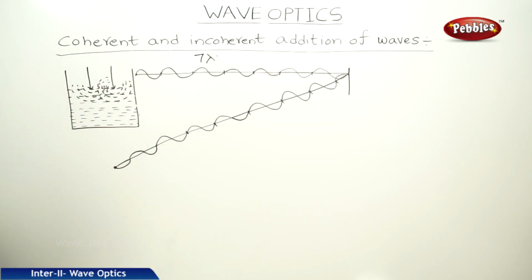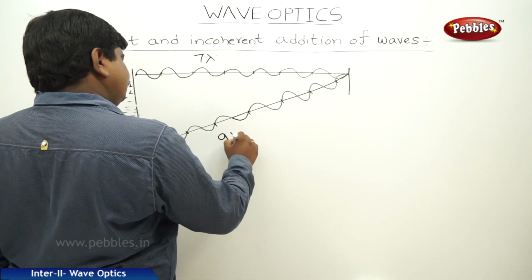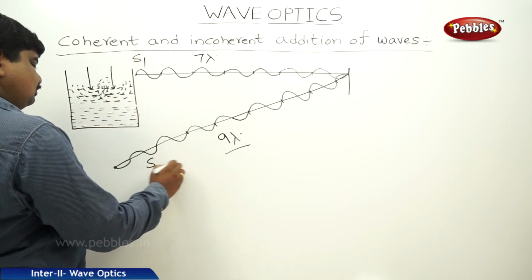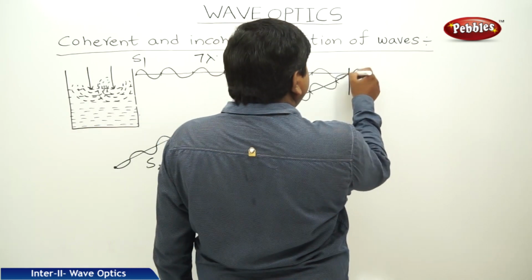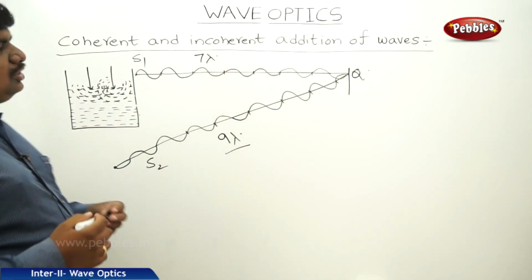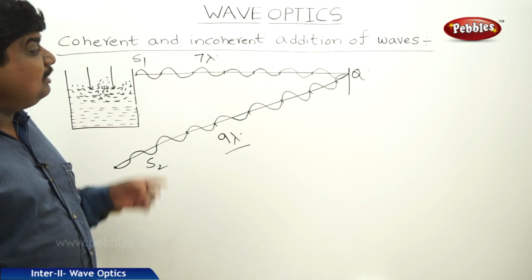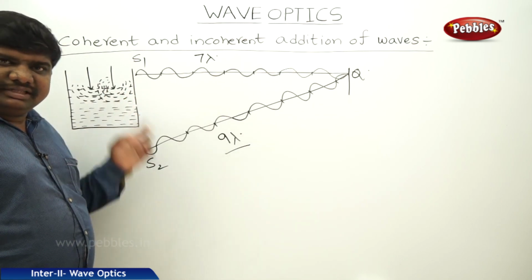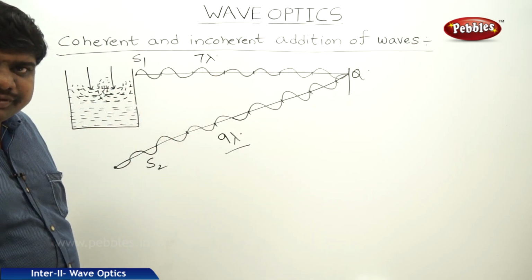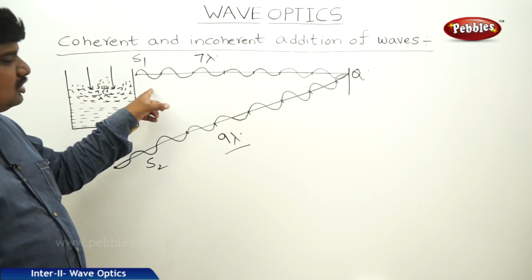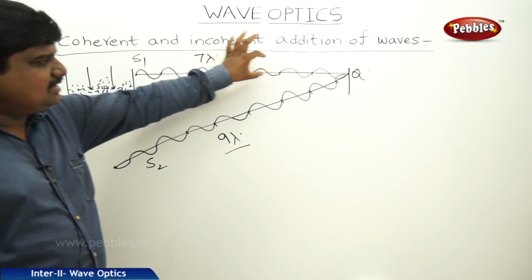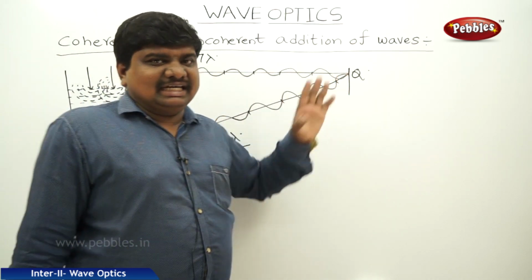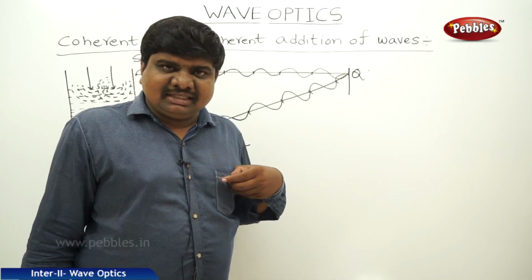This is the clear picture. It is of 9 lambda. This is from source 1, this is from source 2. They both are converging at a point Q. Source 1 has released 7 waves of wavelength 7 lambda, meaning each wavelength is lambda. We know the meaning of wavelength: crest to crest or trough to trough. So from source 1, a wave of 7 lambda is released, and from source S2, a wave of 9 lambda is released.